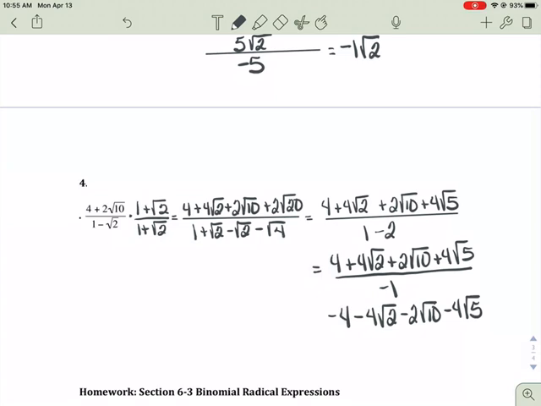4 square roots of 2, 2 square roots of 10, 4 square roots of 5. Nothing can be combined. There are no like terms. And then in the denominator, our square root of 2's cancel out. And I'm left with 1 minus the square root of 2, which is negative 1. Now, we can basically divide each one of those by negative 1, and that's where we get negative 4, negative 4 square roots of 2, minus 2 square roots of 10, minus 4 square roots of 5.